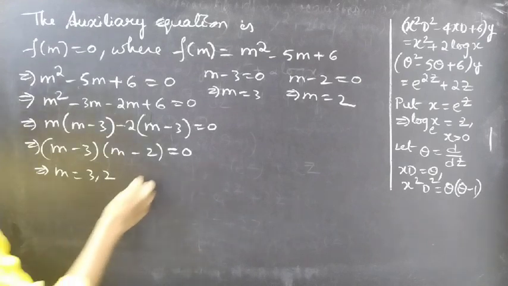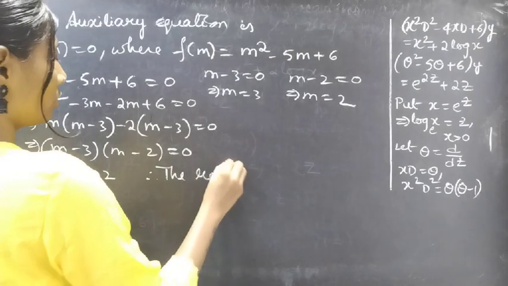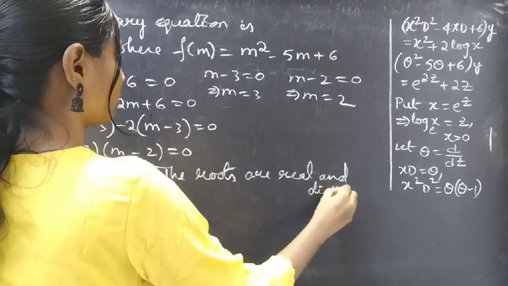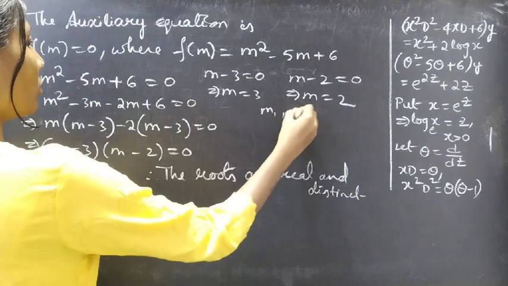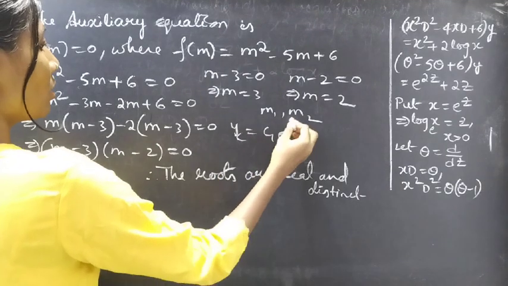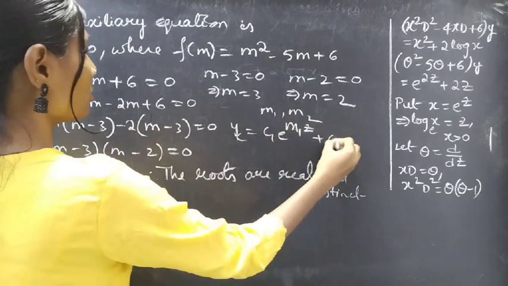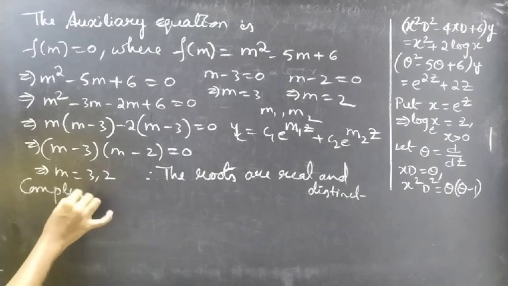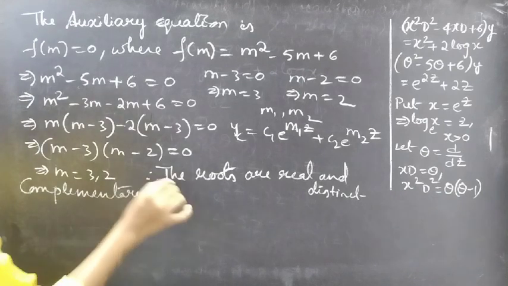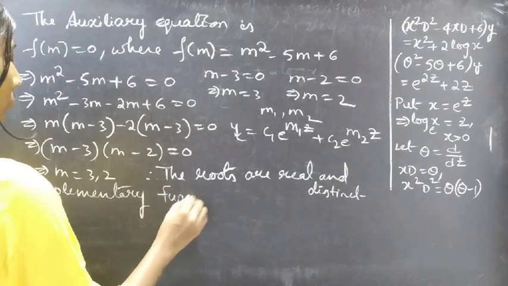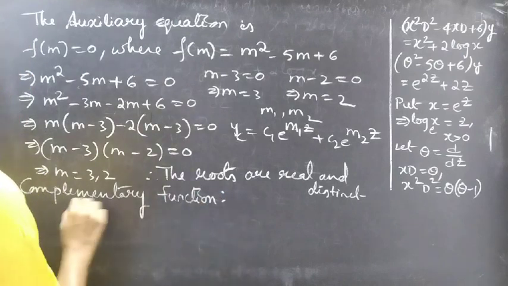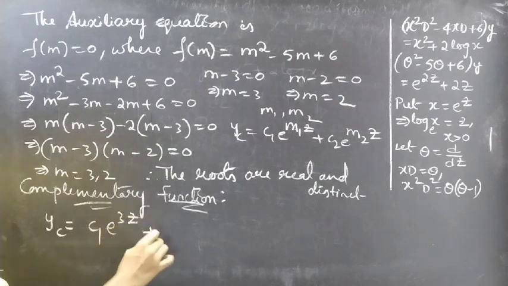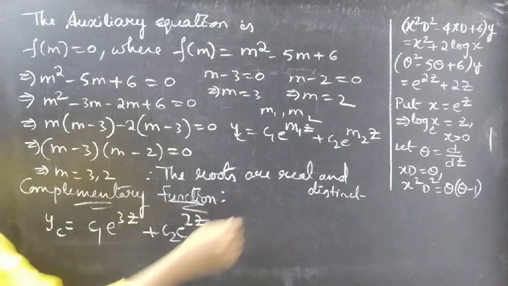So here the roots are real and distinct. We know that when two roots, say m1 and m2, are real and distinct, then yc looks like c1 e^(m1 z) + c2 e^(m2 z). Now let's write our complementary function: yc = c1 e^(3z) + c2 e^(2z).